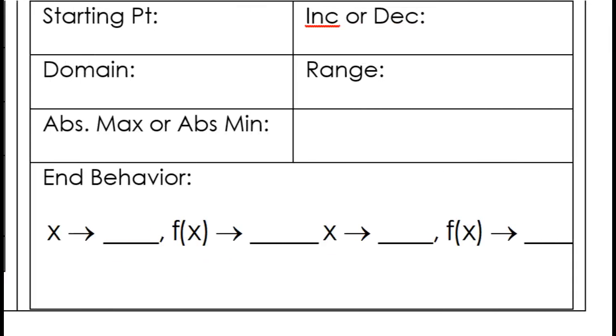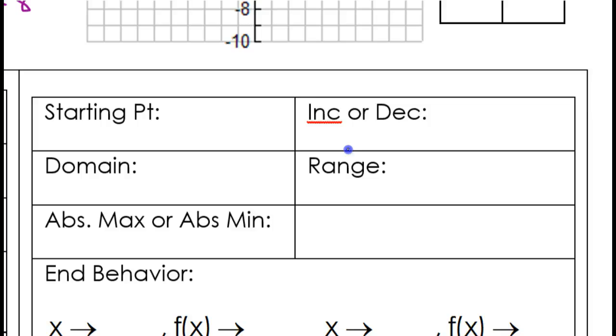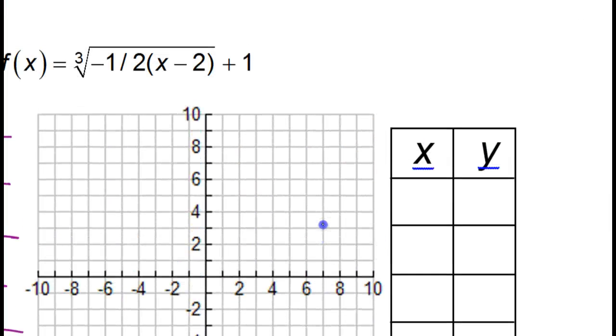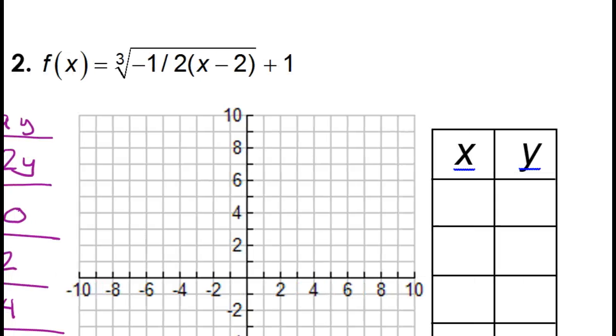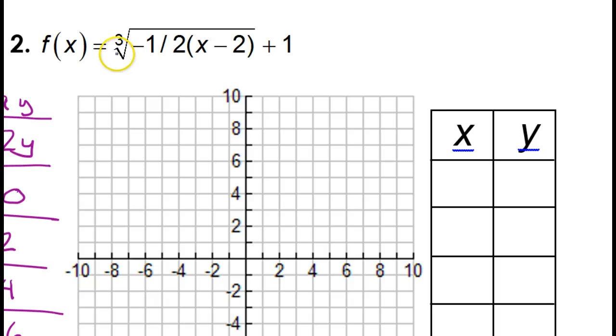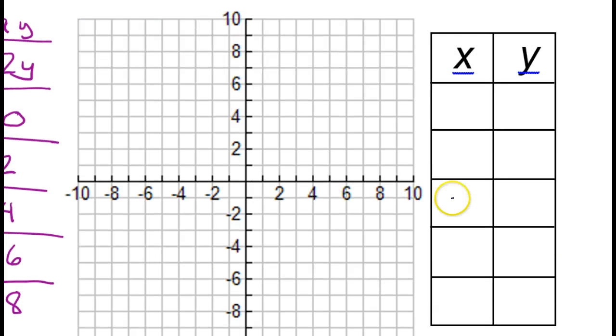As far as this video goes, let's do one more problem. Let's do number 2. Now, notice this is a cube root function, not a square root. So cube roots, we will still deal with 0, because I can take the cube root of 0.